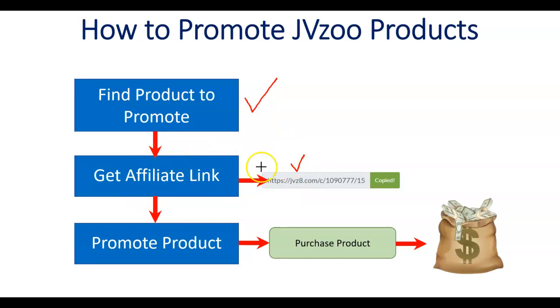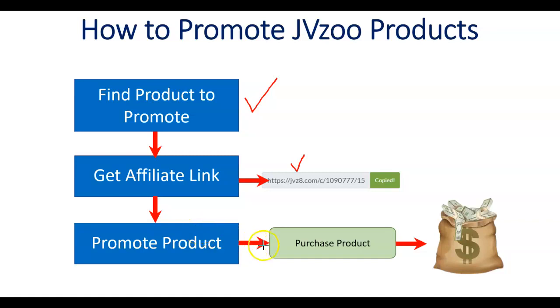Once you have the affiliate link, you can use different platforms to promote your product. We'll also talk about that in the video. And you can create a campaign. You can use YouTube. You can use a blog, whatever the case might be. You use whatever platform you want to promote the product.